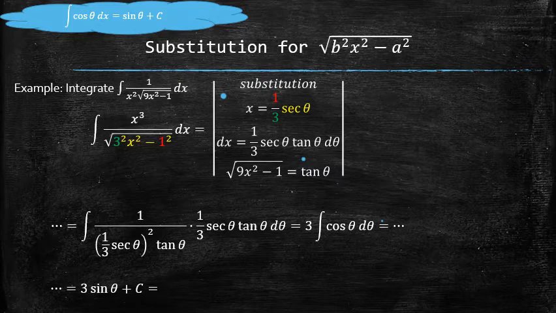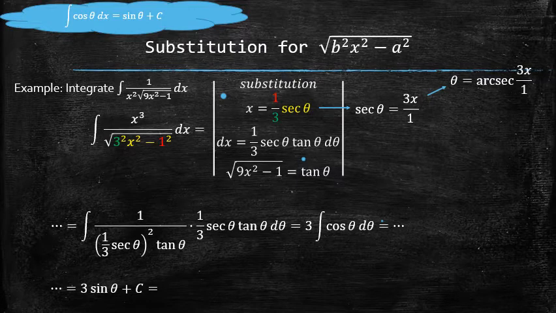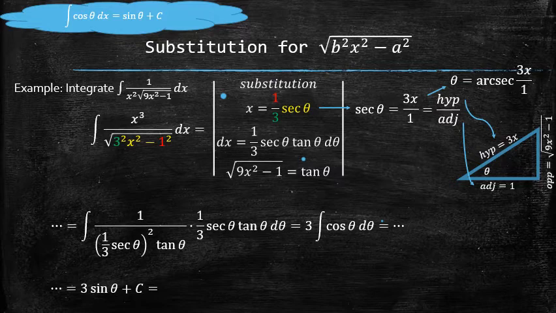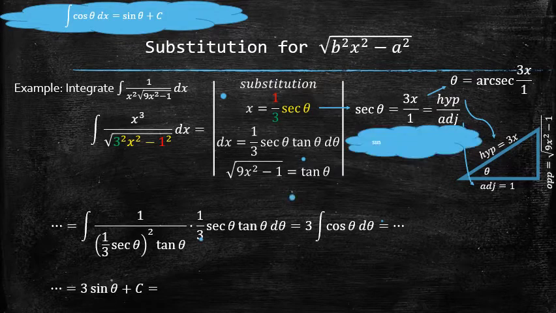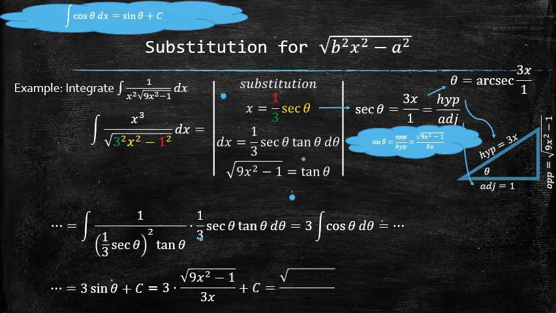We continue with the process by finding and simplifying the antiderivative of the trigonometric function. To finish the process, we need to replace theta with the original variable. To find theta, we consider the substitution and isolate theta by applying the arcsecant function to both sides of the equation. To find the sine of theta, we construct the reference triangle for angle theta, find the missing opposite side using the Pythagorean theorem, and use the definition of sine to express it in terms of x. We finish the process by replacing theta and sine of theta with the expressions in terms of x and simplifying the result.